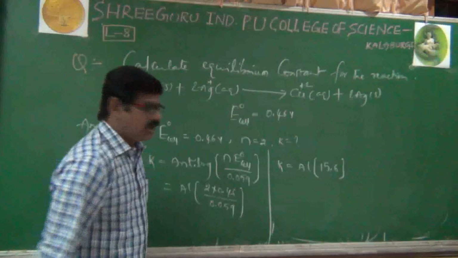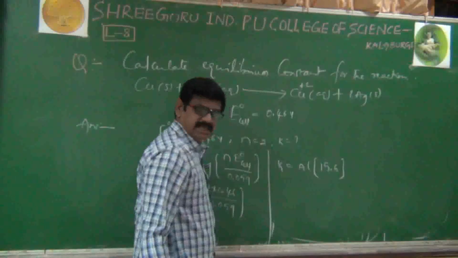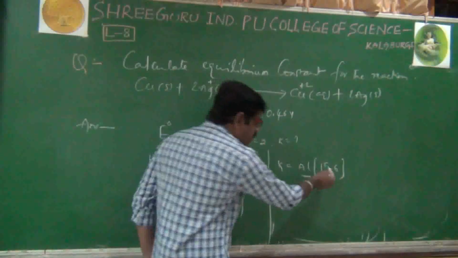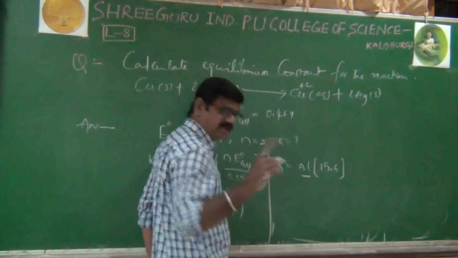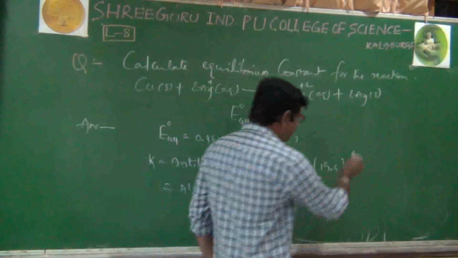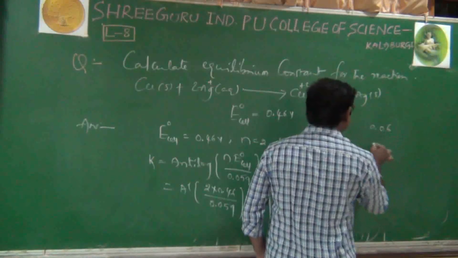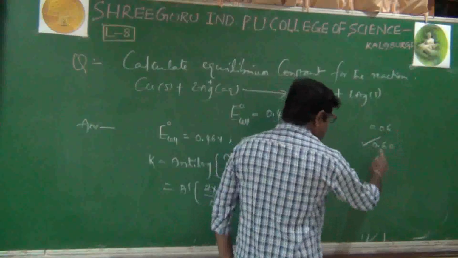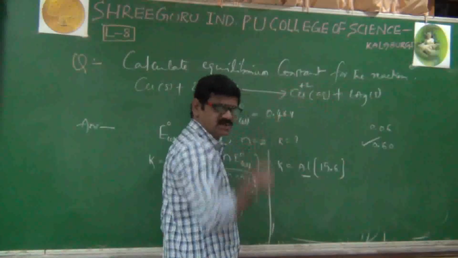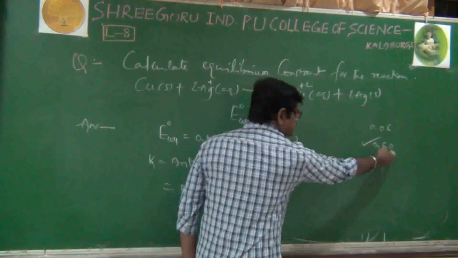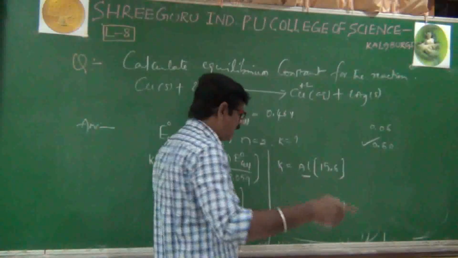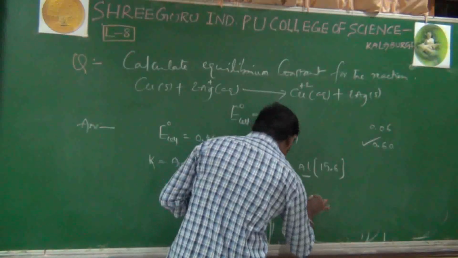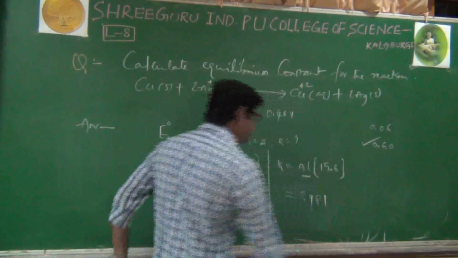Again, how to see the antilog of 15.6? Very simple. In the antilog table, 0.6 has a twist: we will have 0.06 and 0.60. Here we have to choose this one, 0.60 in 0. We have to look up 0.60 in 0, and if you see, you will get a value of 3981 something.